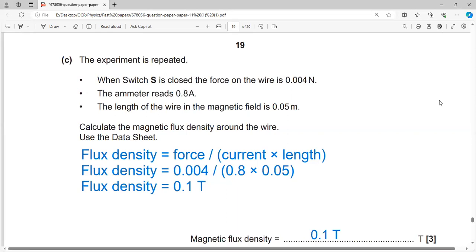If you are going to calculate the flux density, or magnetic field line density, that is equal to what? The force applied on the wire divided by the current multiplied by the length of the wire. So the force applied on the wire is 0.004, divided by the current, 0.8, multiplied by 0.05. If you calculate this value, our answer comes to 0.1 Tesla. T for Tesla, that's the unit of magnetic flux density.